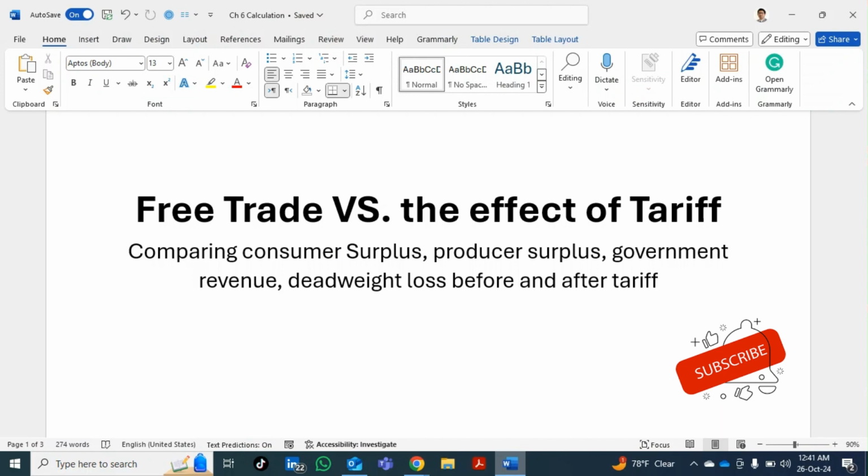So today I'm going to discuss free trade versus the effects of a tariff. In this video we will compare the consumer surplus, the producer surplus, or the change in consumer surplus and producer surplus, the change in the government revenue, and the deadweight losses before and after the tariffs.